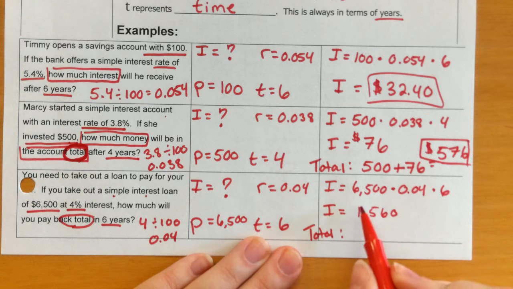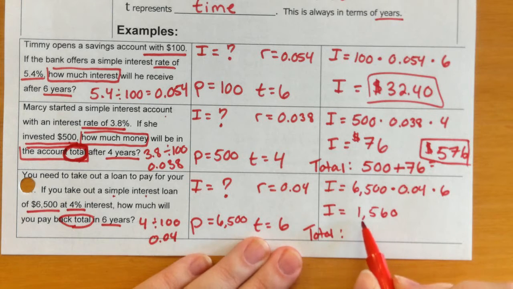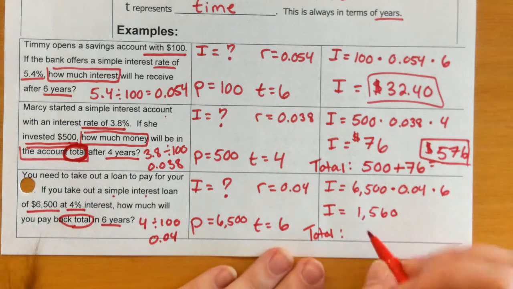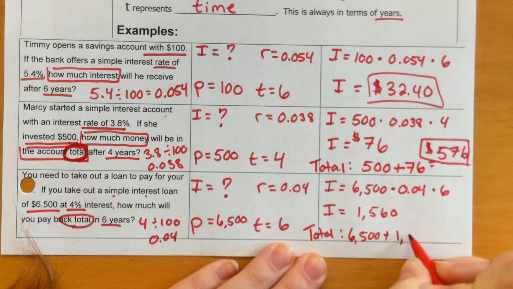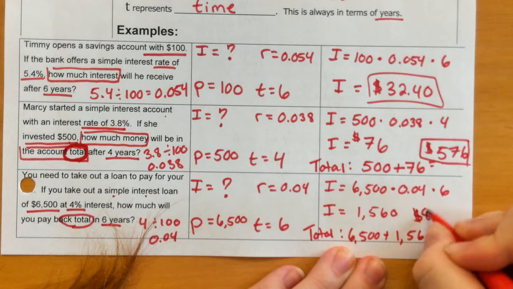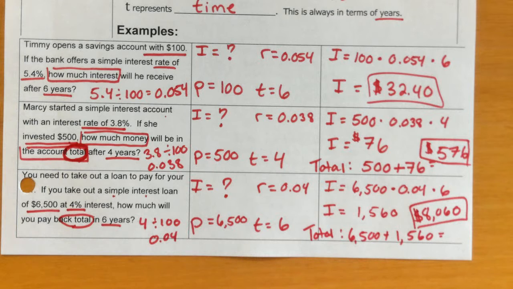They borrowed $6,500 for the car, and then they have to pay $1,560 extra because of interest. I know that might not sound fair, but that's how it works in real life. So they end up paying back not just the $6,500 that they borrowed. They actually end up paying $8,060 for that loan because of the extra added interest.